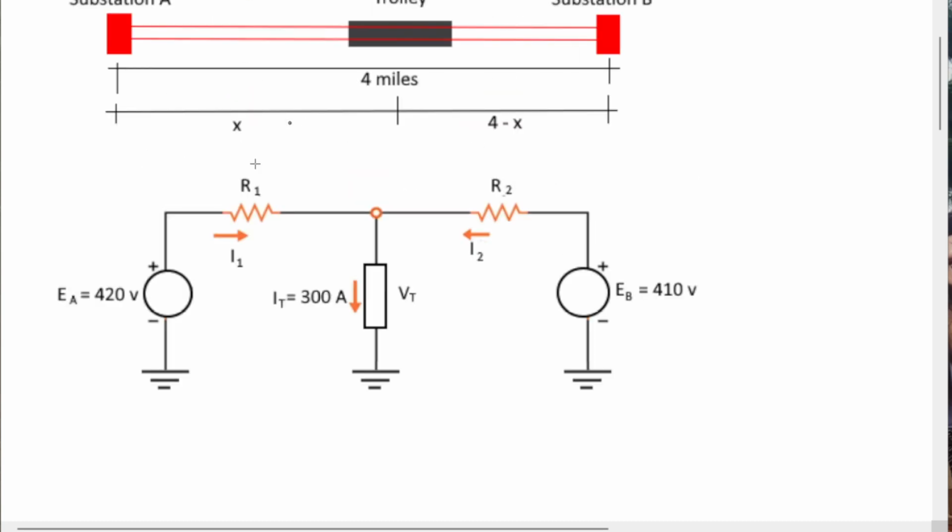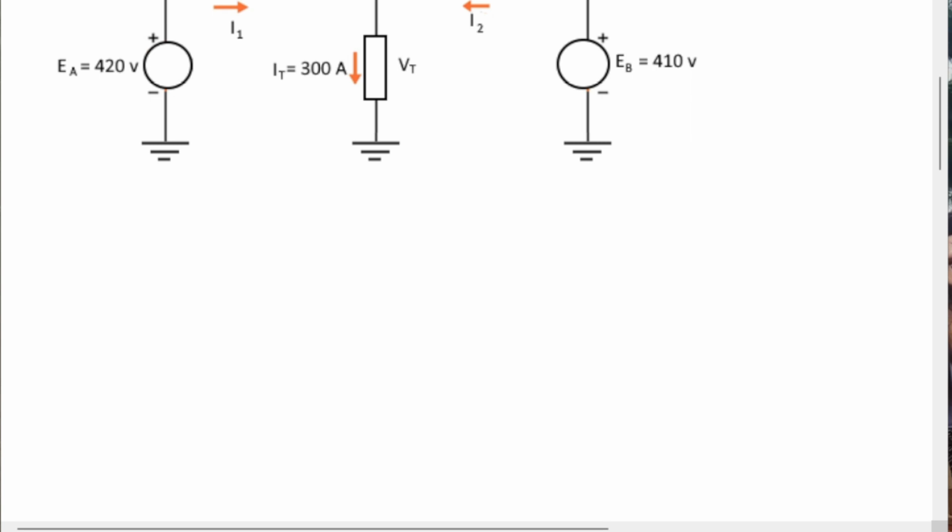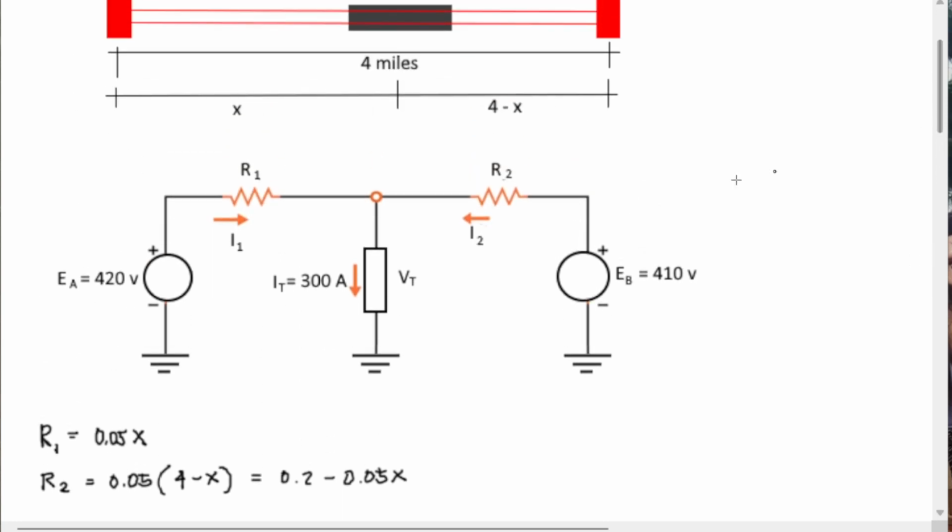So first, for resistance R1, the distance is X. Therefore R1 is equal to the unit resistance of 0.05 times the distance X. It follows that R2 is equal to the unit resistance 0.05 times its distance, the remaining 4 minus X. Distributing this will give us 0.2 minus 0.05X.